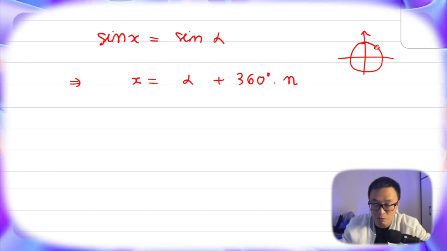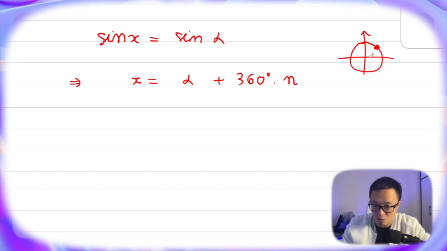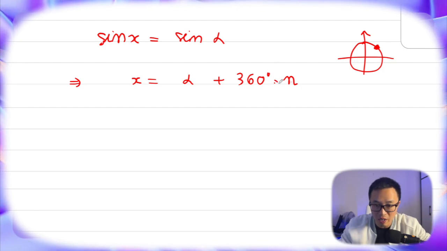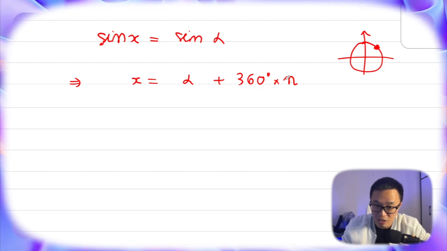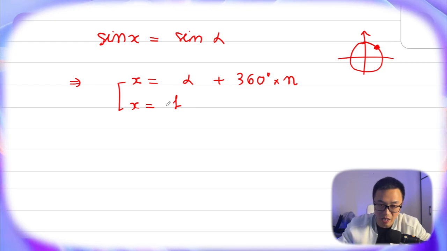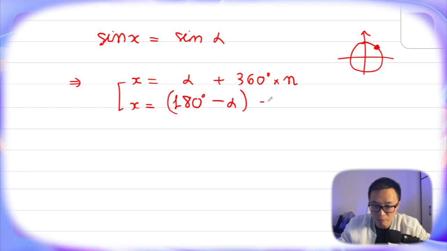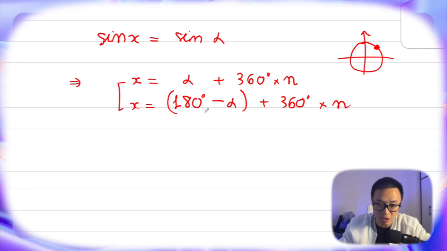This means the point will be the same on the unit circle, and maybe you can turn one time or two times or three times, it doesn't matter. That's why I have to write n multiplied by 360 degrees. This represents the number of circles you want to turn that point around. And the second one will be another point that has the same value of sine. For sine, we will use the formula 180 degrees minus alpha, and then plus the same 360 degrees multiplied by n.